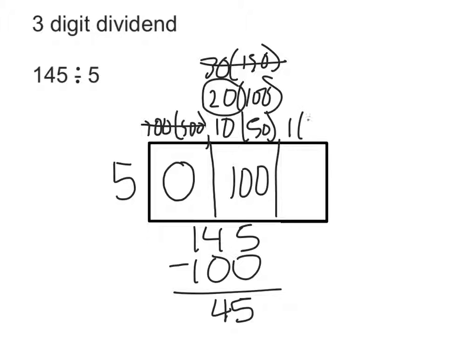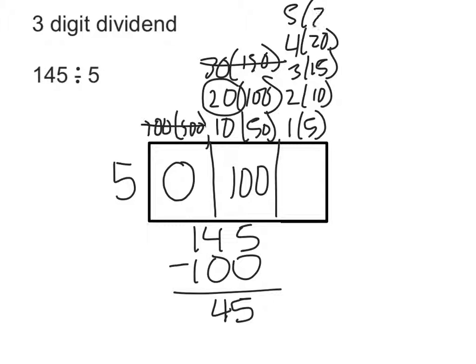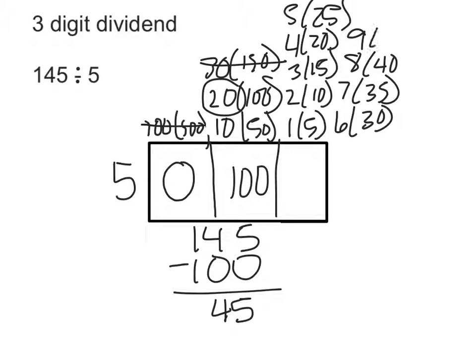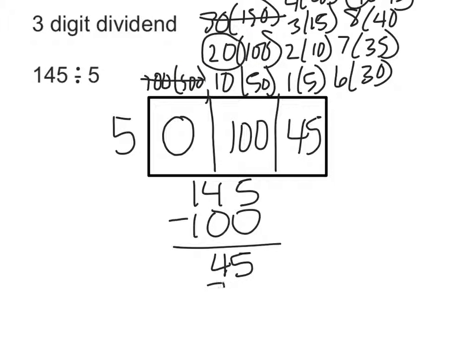Go to my ones. 1 times 5 is 5. 2 times 5 is 10. 3 times 5 is 15. 4 times 5 is 20. 5 times 5 is 25. 6 times 5 is 30. 7 times 5 is 35. 8 times 5 is 40. 9 times 5 is 45. 10 times 5 would be 50. That's too much. So I'm going to come back to the 9. 45 in the box. Subtract it. And I have 0 remainder.